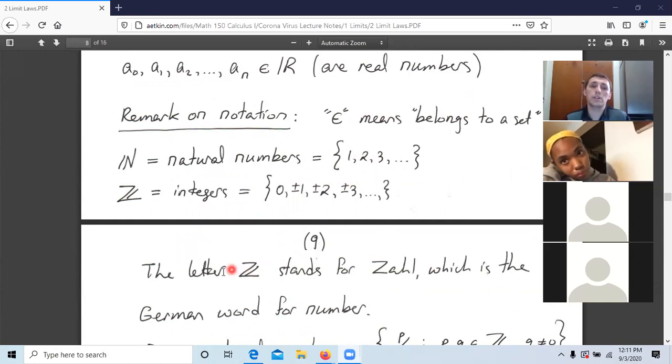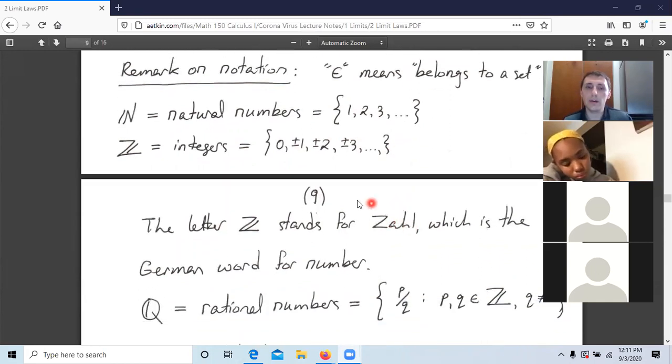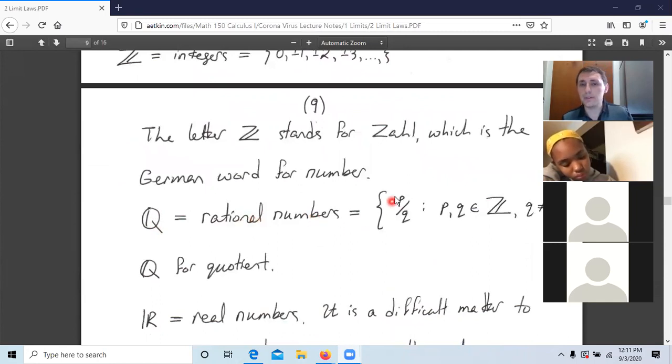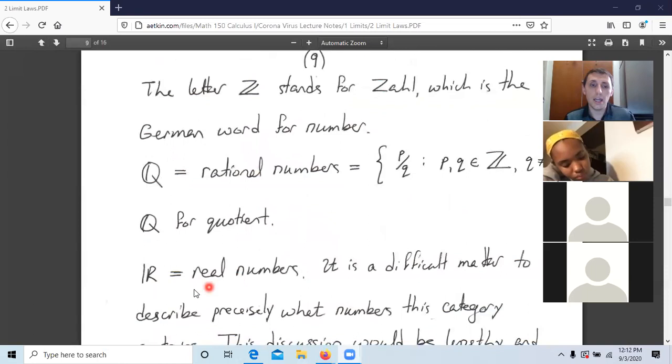The reason you use the letter Z is that it's from German. In German, number is Zahl. Zahl is the German word for number, so maybe Germans are the ones that coined this term. Q is the set of rational numbers. It's the ratio of an integer over another integer, where the denominator is not 0. So Q is just fractions, all fractions: 1 over 7, 5 over 12. And R, the set of real numbers.